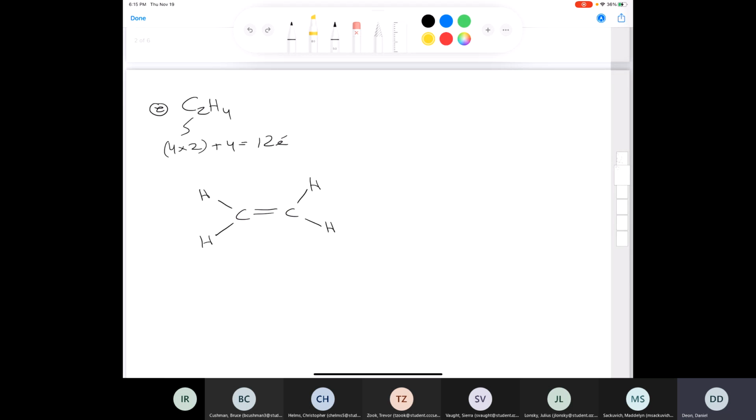What did I say about regions of electron density, or what I refer to as reds? I said a single bond counts as a red, and a double bond counts as 1 red. So each carbon has 3 regions of electron density. If I have 3 regions of electron density around each carbon and there are no lone pairs, that means this carbon here is trigonal planar, and this carbon is also trigonal planar. So both carbons have a molecular geometry that is trigonal planar.